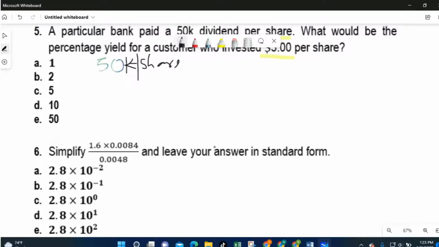Now, if the bank is paying 50 kobo per share, what do we need to bear in mind? An investor or a customer came and invested 5 naira per share. Remember, the customer investment is in naira, and is not in kobo. So the first thing that should come to our mind is to convert the 5 naira, which is the amount per share, to kobo. And that will give us the amount the customer invested in terms of kobo.